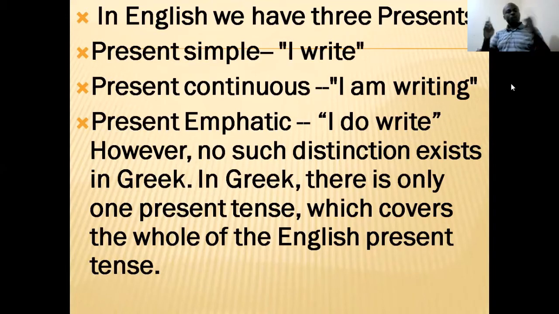three presents. One, present simple, wherein you may say, I write. Two, present continuous, wherein you may say, I am writing. Three, present emphatic, wherein you may say, I do write. However, in Greek, such distinction does not exist. There is only one present tense, which covers the whole of the English present tense.